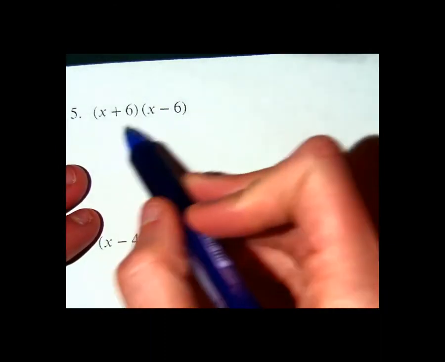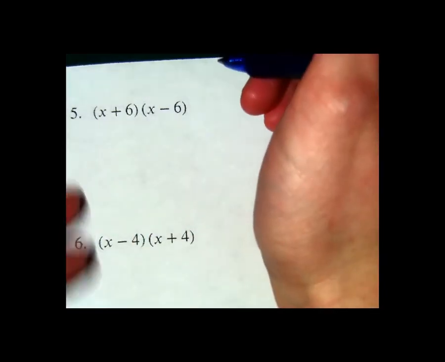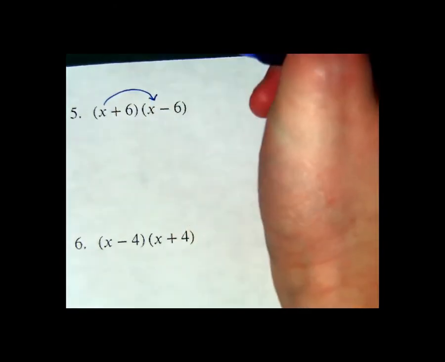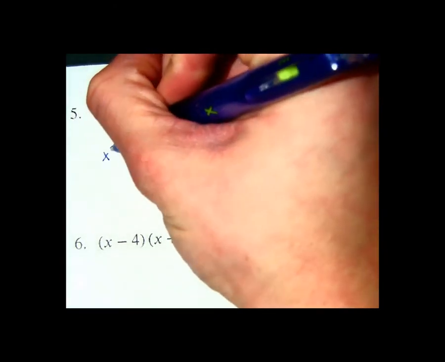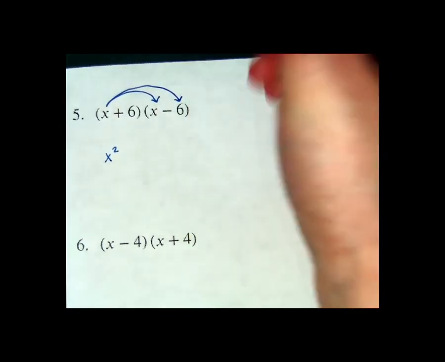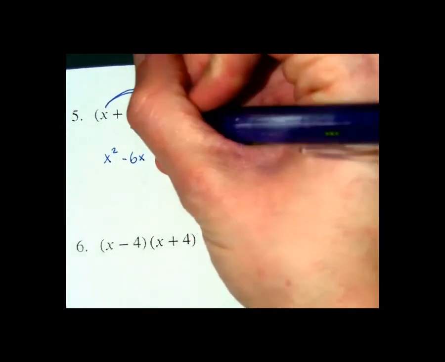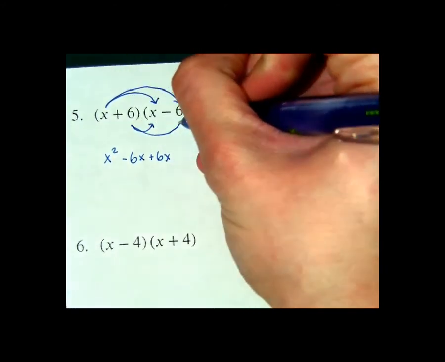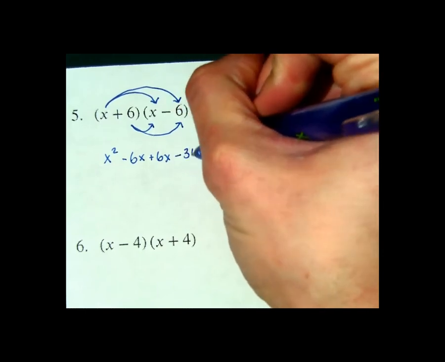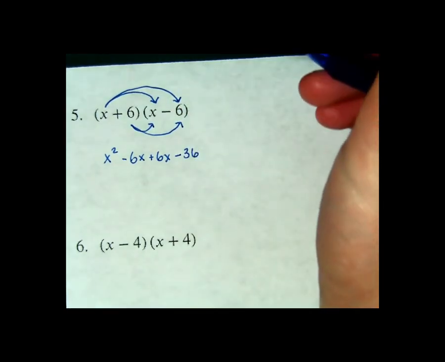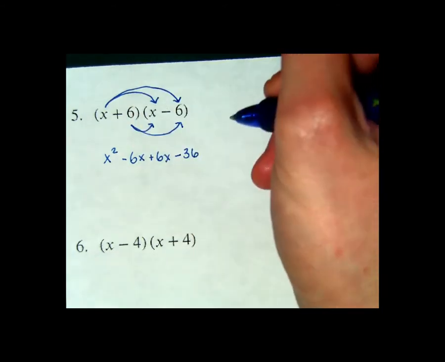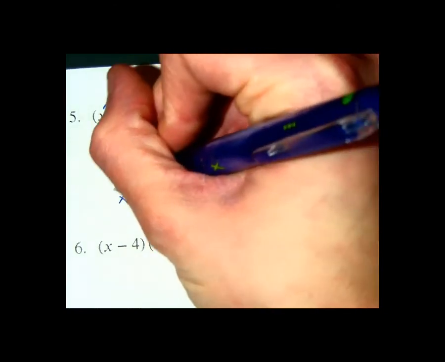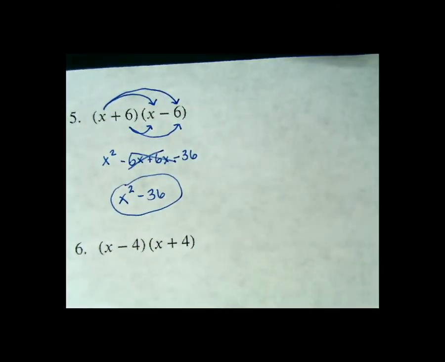Alright, but if you're working this problem, what are you going to do? Distribute, just like what we've been doing forever. X times x. X times negative 6. 6 times x. And 6 times negative 6. Do I have like terms? What are they? In the middle, what happens? X squared minus 36. There is a trick for this, but I'm pretty sure you'll notice it.